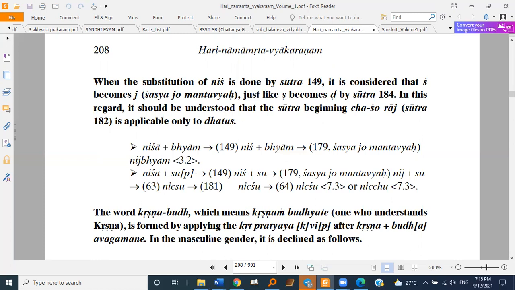Is it clear till now? Yes, Prabhu. Prabhuji, is it clear? Any question till here? Hare Krishna Prabhu, it's clear as of now. I was struggling with my network connection, but I understood it. Okay.